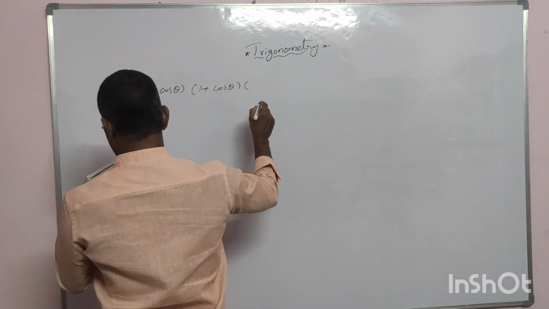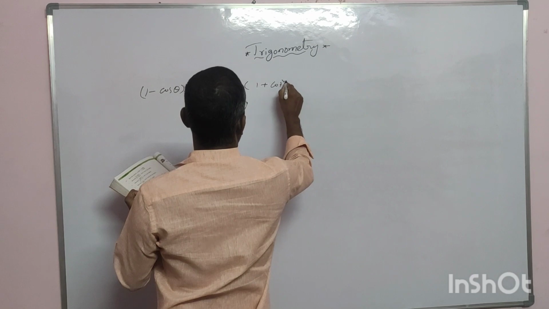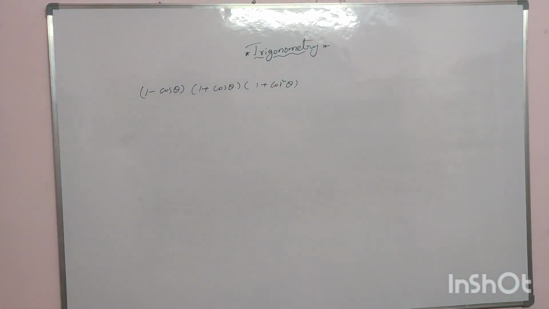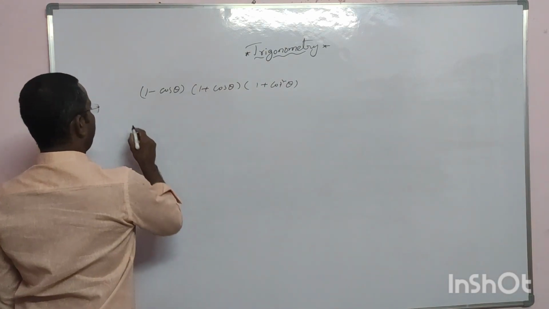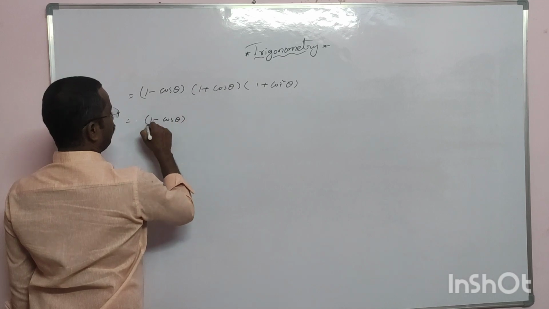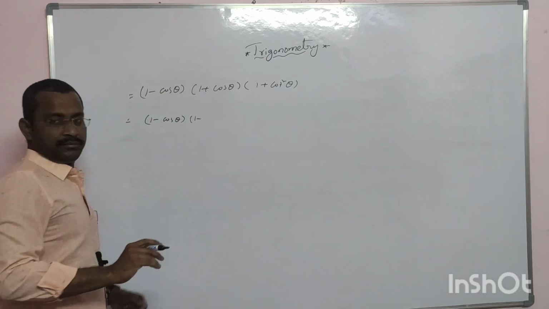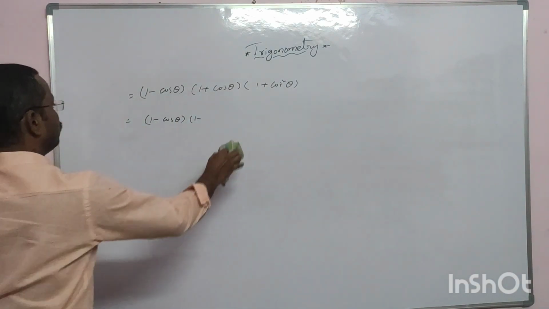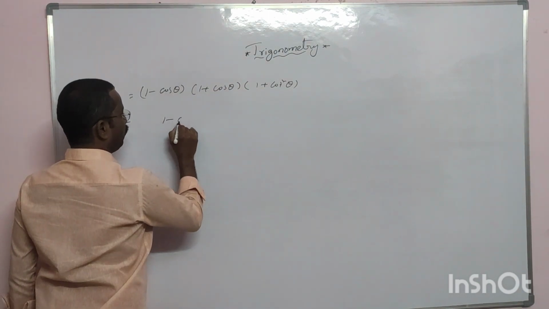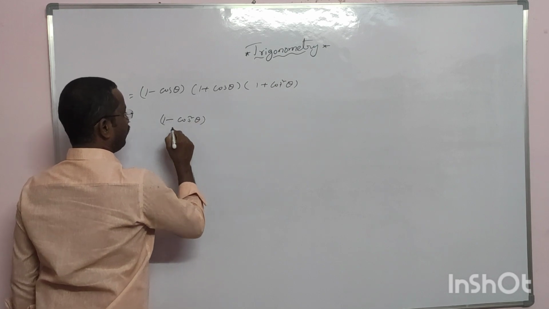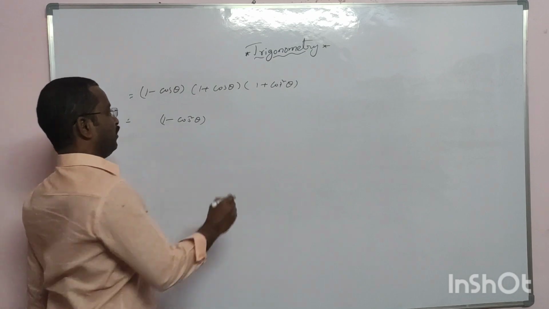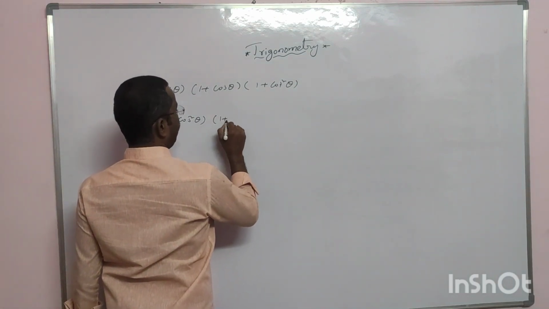(1 minus cos theta)(1 plus cos theta) by (1 plus cot square theta). See, he is asking to simplify (1 minus cos theta) into (1 plus cos theta). You can write it as 1 minus cos square theta, because a minus b into a plus b is a square minus b square. 1 plus cot square theta remains same.